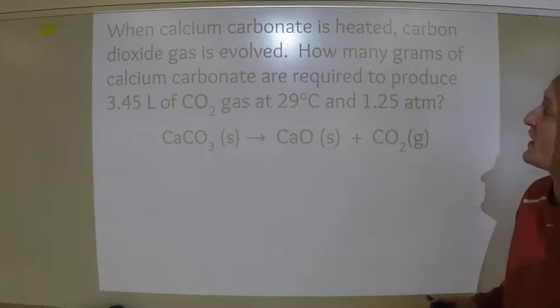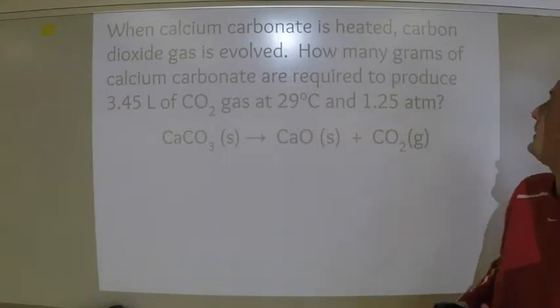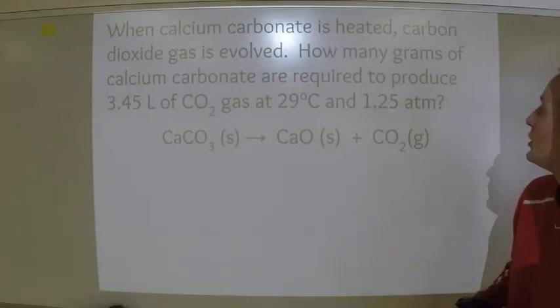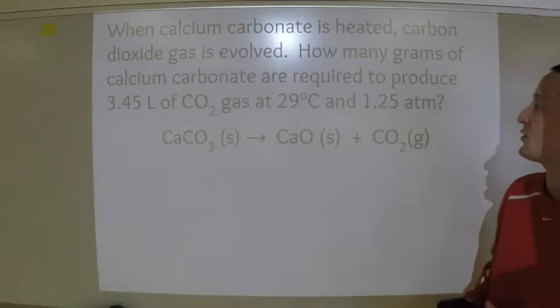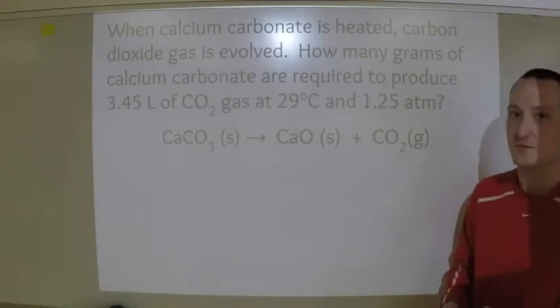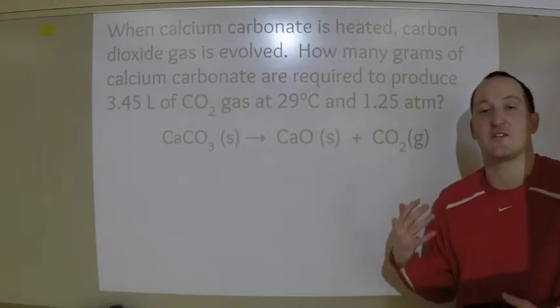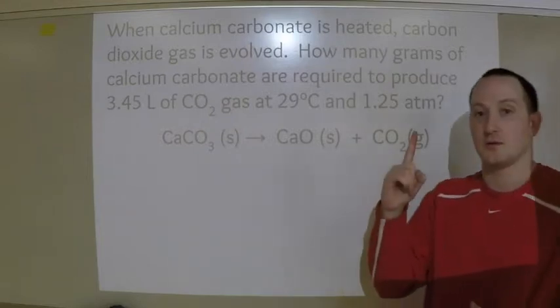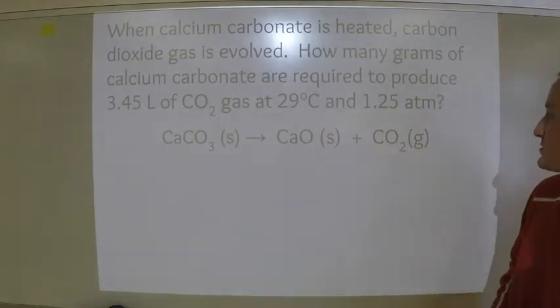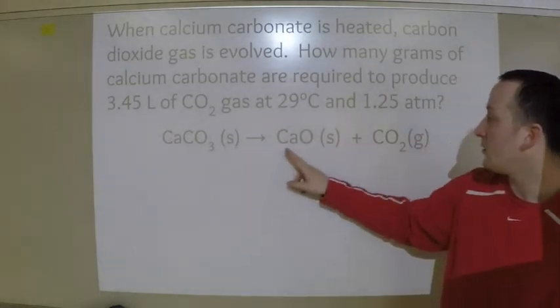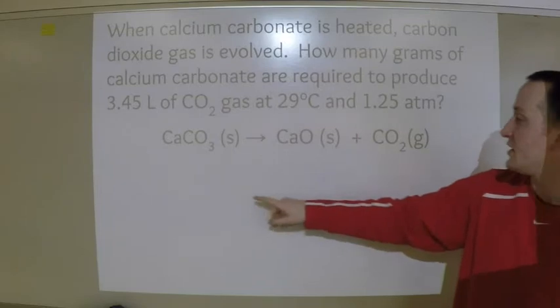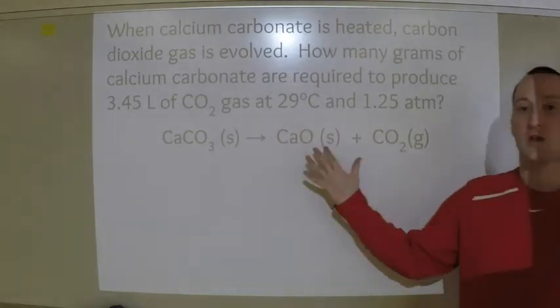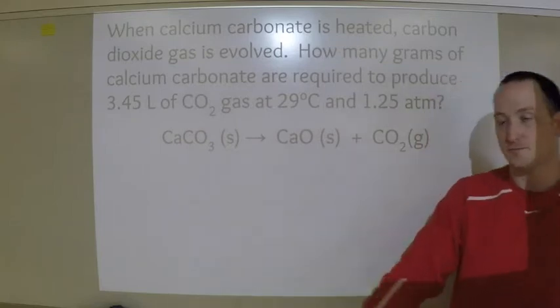So here's what this one says. It says when calcium carbonate is heated, carbon dioxide gas is evolved. Evolved means given off. How many grams of calcium carbonate are required to produce 3.45 liters of CO2 gas at 29 degrees Celsius and 1.25 atmospheres? So, let's identify, again, first thing we have to do in stoichiometry is balance the equation. Let's check and see if it's balanced. I've got one calcium here, one calcium here, one carbon here, one carbon there, three oxygens here, one oxygen here, and these two oxygens. This equation is balanced. The coefficients are all 1.